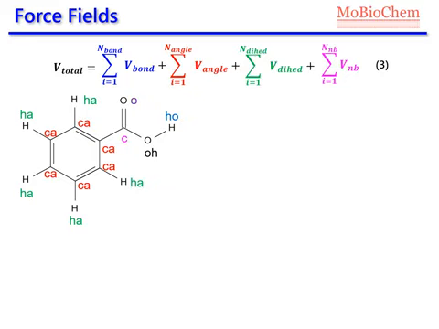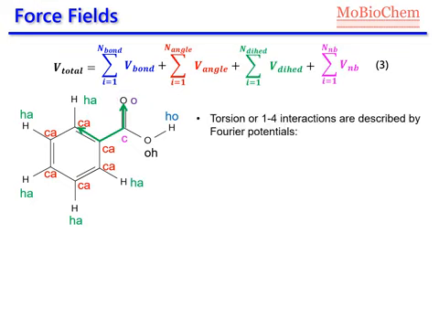Now let's focus on the third term in this equation, equation 3. So we are going to focus on the torsion or dihedral potential. Remember, this potential energy term represents the energy between atoms which are separated by 3 bonds, for example, this oxygen and this carbon atom.